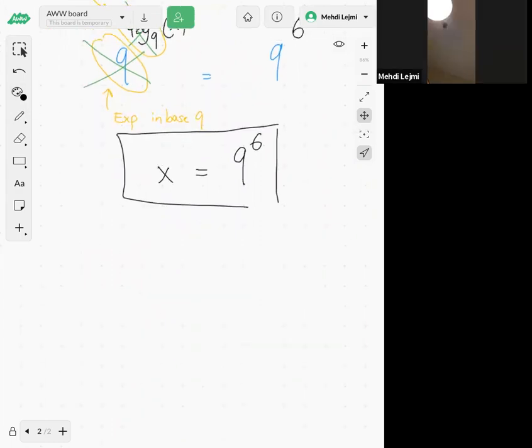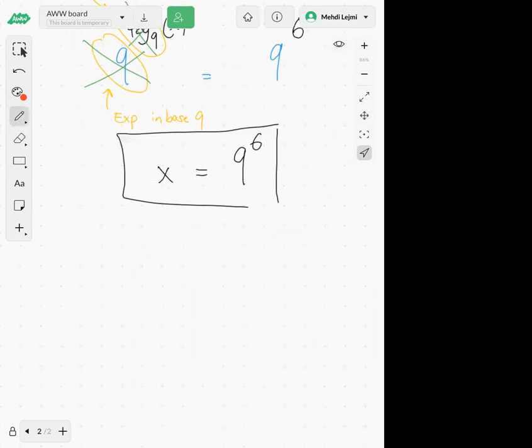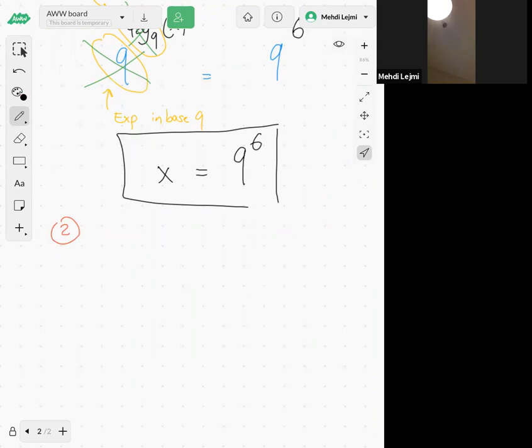I'm gonna do a lot of examples. Don't worry about that. So let's say we have log in base 2 of x equal to, let's say, 3. And again, I want to solve for x. So this is the log. Just apply exponential. Again, exponential in the same base.